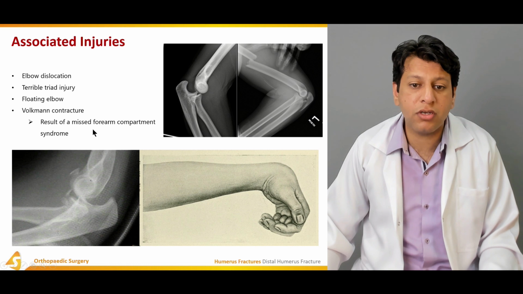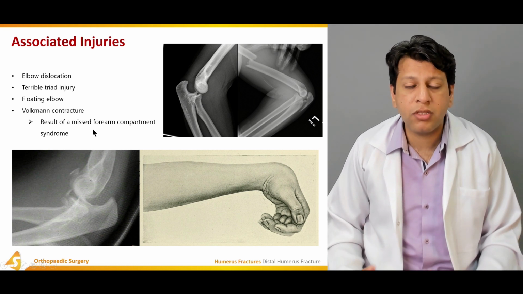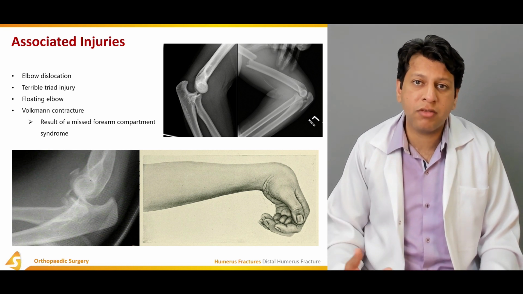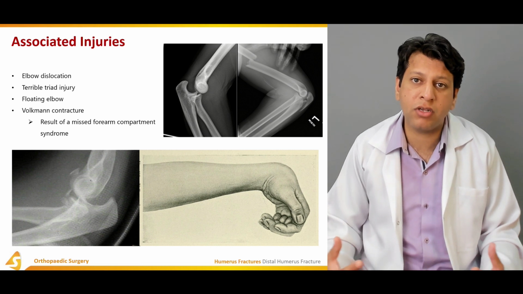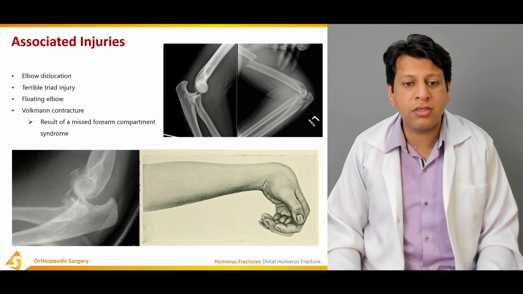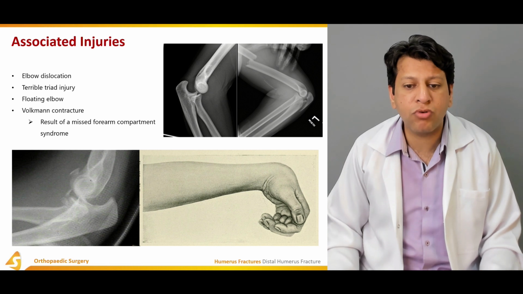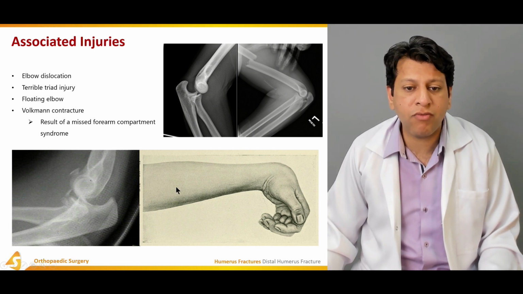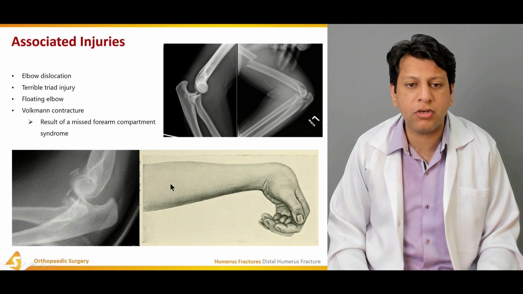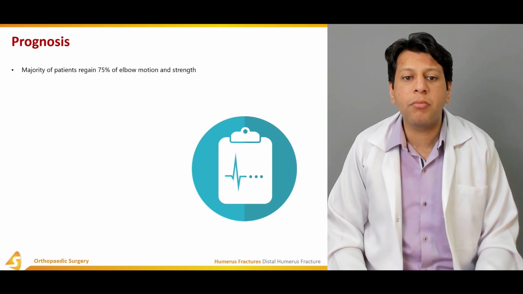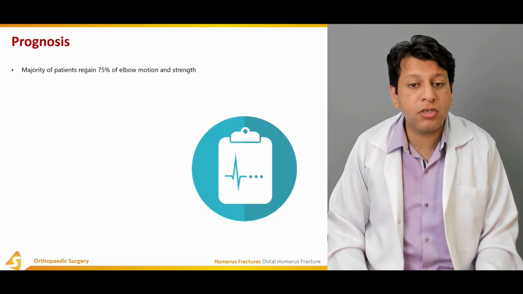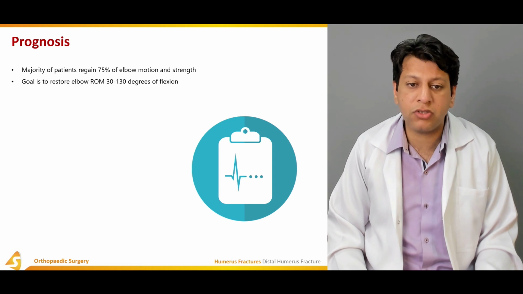This usually results when there was polytrauma, with multiple injuries, and a massive hematoma formed, which really compressed the brachial artery. This leads to a kind of compartment syndrome of the forearm, which was missed, eventually leading to Volkmann ischemic contractures as well. Now, coming to the prognosis, the majority of patients regain 75% of the motion and the strength.